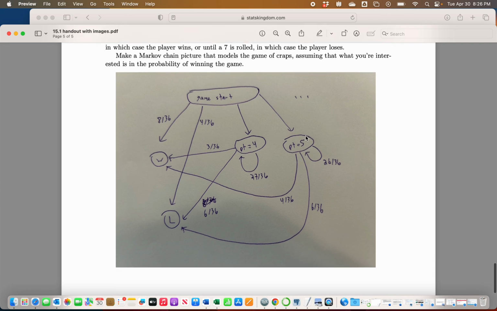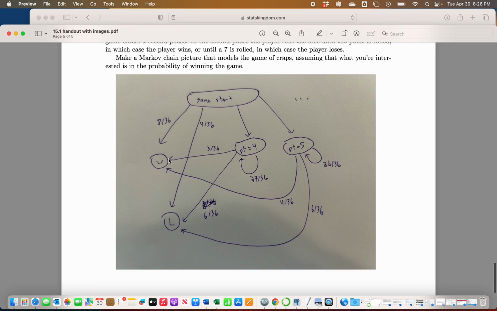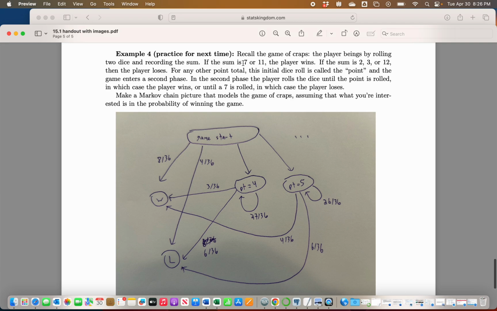Now, it's too big to draw the whole thing, and you might be thinking I've overcomplicated things here, but it's actually really nice. There's a lot of symmetry, and I have to do the dot dot dot because you can get more points than just 4 or 5. You could roll a 6 initially, you could roll a 10 initially, but notice you have some initial start state where we haven't rolled the dice yet, and from there you could just win immediately with a probability 8 over 36 by rolling a 7 or an 11.